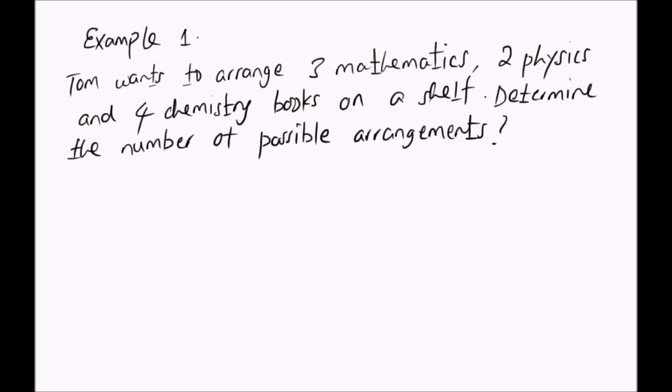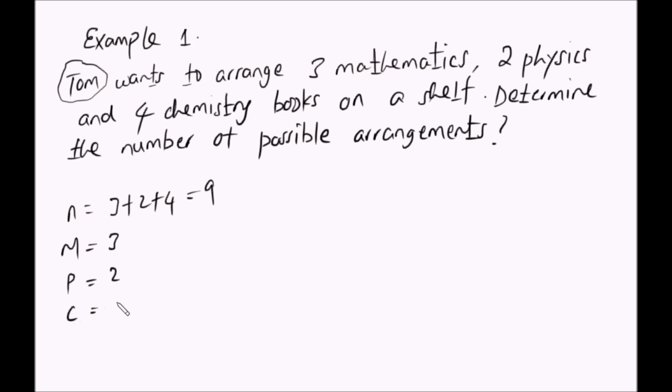Check out example 1. Example 1 is about Tom. So Tom is my friend. Thomas wants to arrange 3 mathematics, 2 physics, and 4 chemistry books on a shelf. Determine the number of possible arrangements. So the total number of books Tom wants to arrange are 3 plus 2 plus 4, which is 9 books. But out of this 9, 3 are mathematics books, 2 are physics books, and 4 of them are chemistry books.